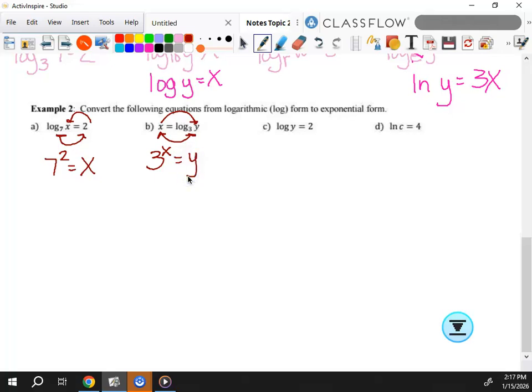Any questions about where anything's coming from? All righty. Then what's the base here? 10. 10 to what power? 2 equals y. Good. What's the base here? E to the what power? 4 equals c. Very good. Any questions about that at all? All right, flip it over.